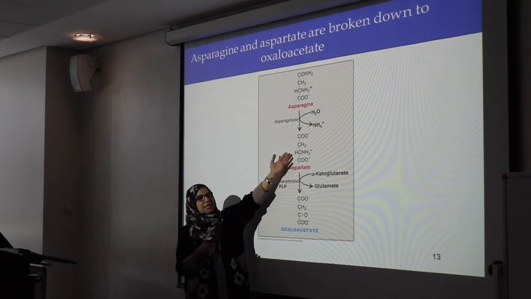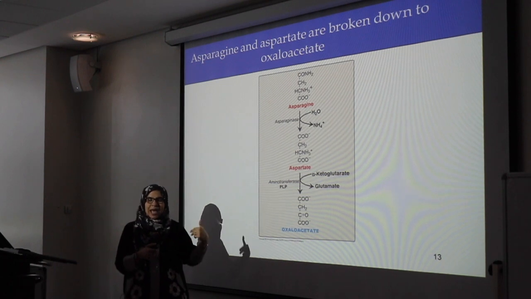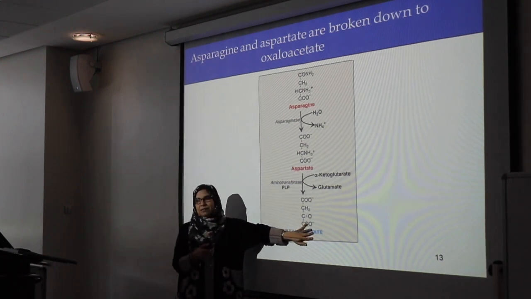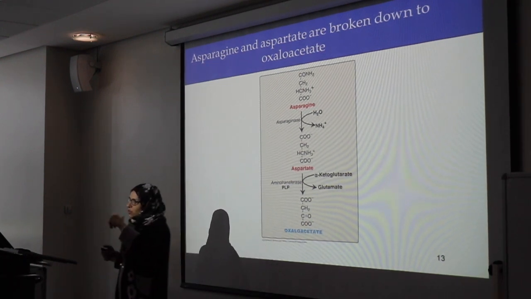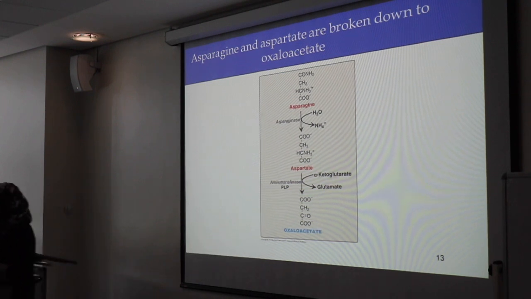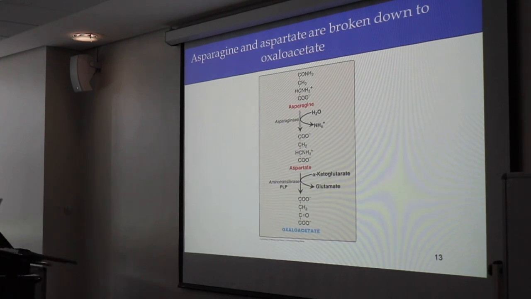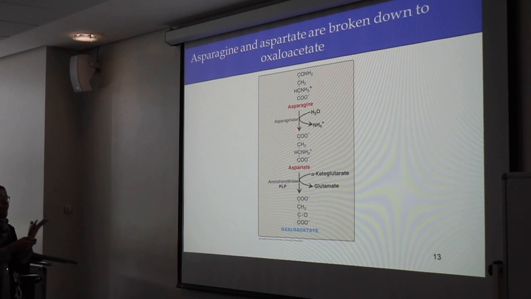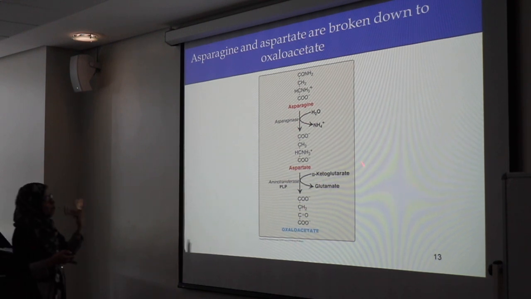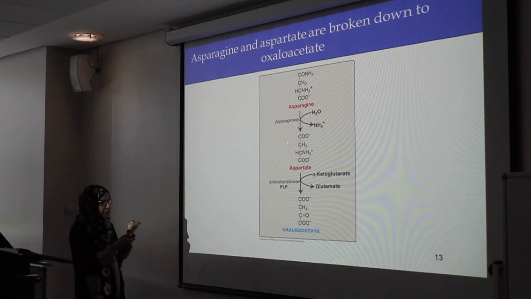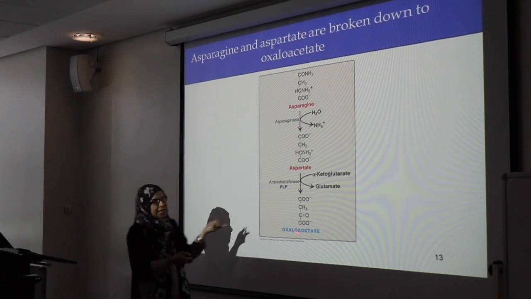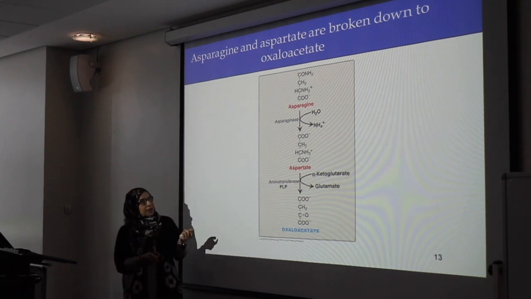Once you remove the second amino group, which is attached to the alpha carbon, this is where you get the oxaloacetate, which is the intermediate in the Krebs cycle. Okay? So we just say here that asparagine, to go to oxaloacetate, we need the enzyme asparaginase first to give you aspartate, then AST to give you oxaloacetate. Clear?